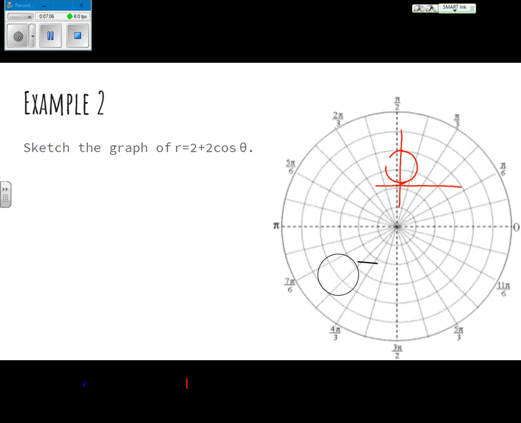It's not going to be a circle, because this 2 is coming into play right here in front. If I just had 2 cosine theta, then yeah, it would just be a circle again. So let's take a look at this.